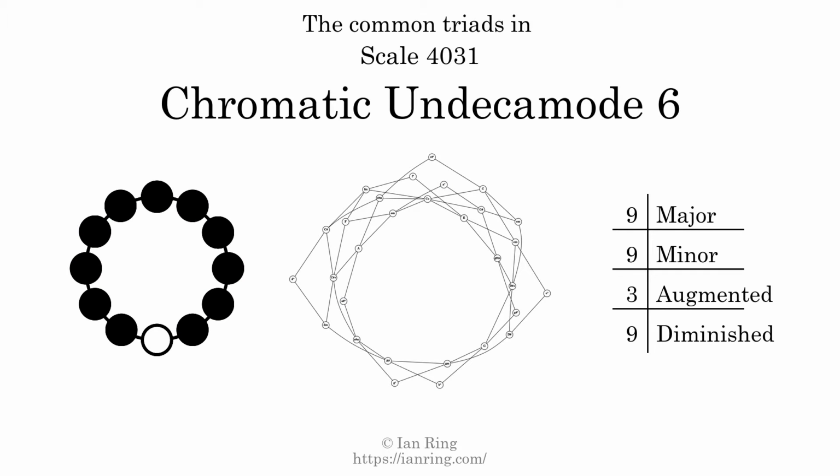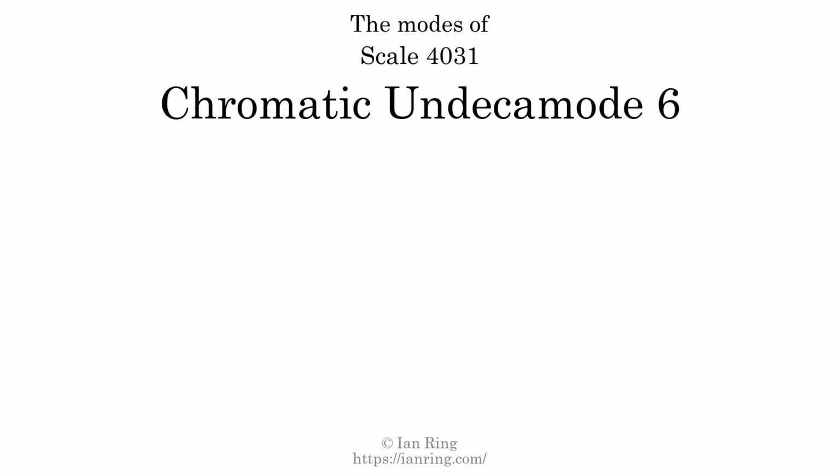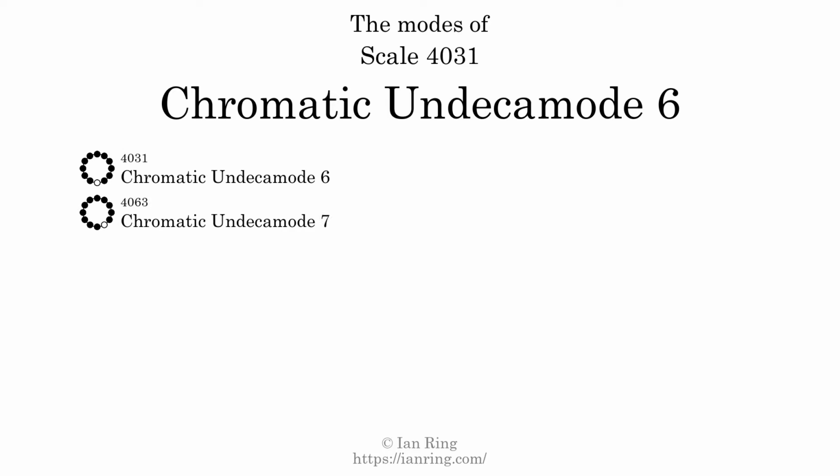Here is a Hamiltonian path of parsimonious voice leading that uses all the triads. This scale has 11 modes. The first mode is itself. The second mode is scale 4063, also known as Chromatic Undecamode 7.